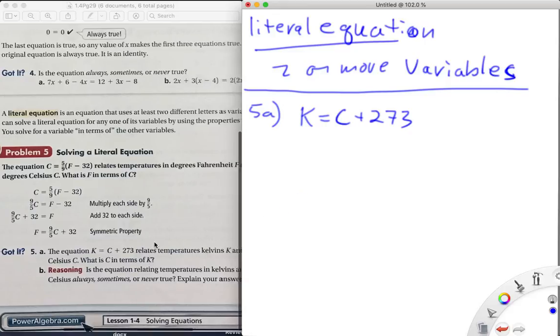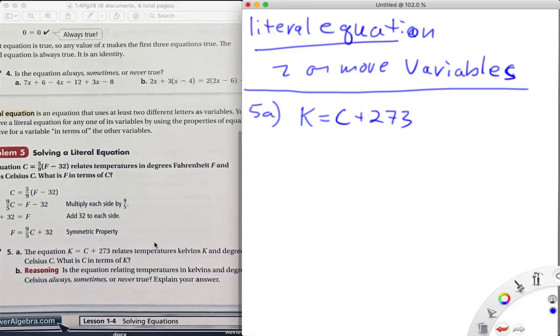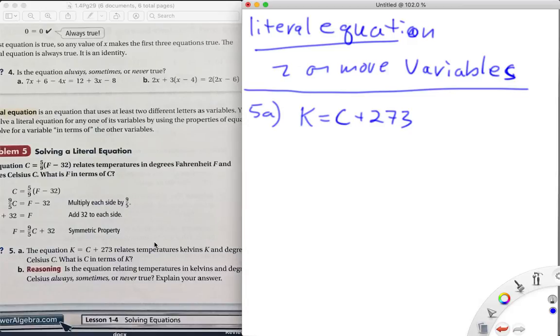They want you to find Celsius in terms of K, meaning they want C by itself. Right now, C is being added to 273. I'm going to do the opposite operation, which is to subtract 273, which gives me C by itself. This cancels. So this is Kelvin minus 273 equals Celsius. Now C is by itself, so that is C in terms of K, and that would be my equation.